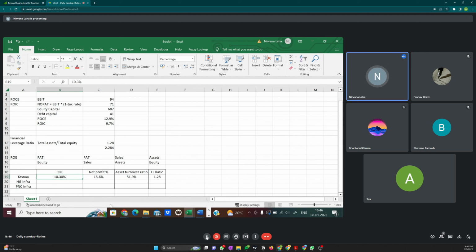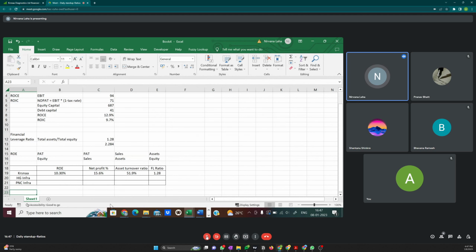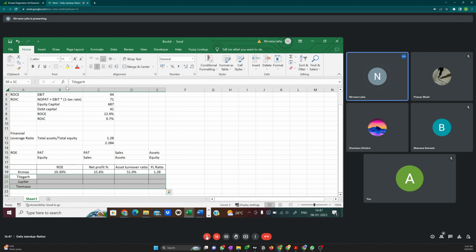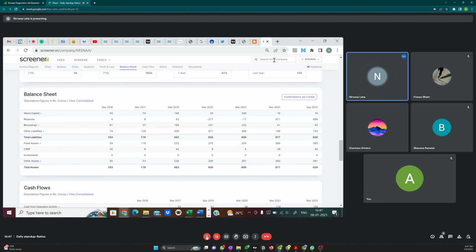Yeah. So now, guys, let's look at two companies in the same industry. This will give you a flavor of how to compare two companies, right? So, Shantanu, let's take an example that is relevant to railways. Tell me two or three wagon manufacturing companies that you're interested in. Titagarh Wagons, Jupiter Wagons, and Texmaco, right? So let's look at these three. Let's start with Titagarh.